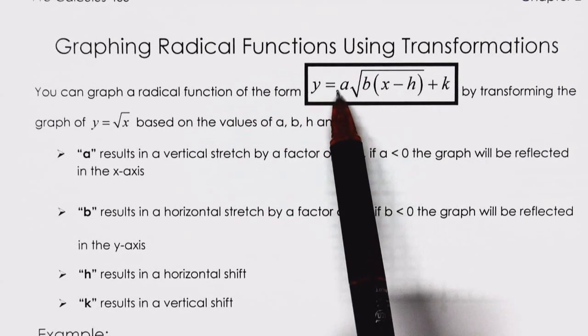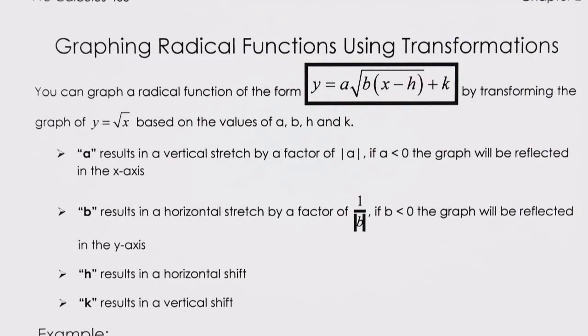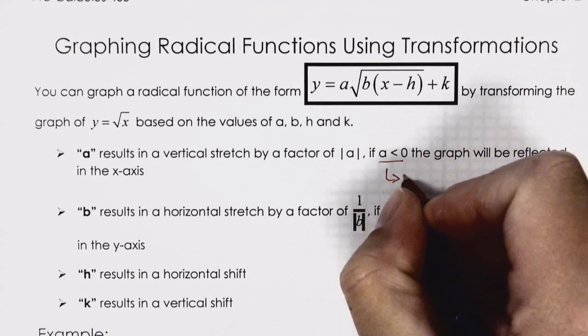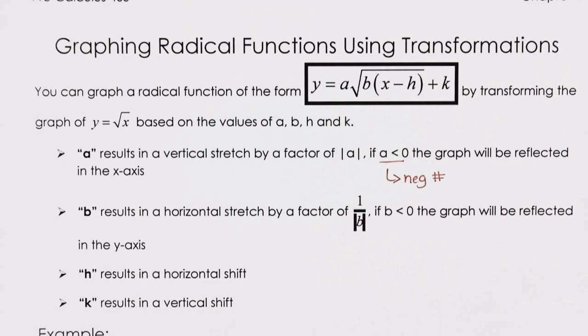A outside of the bracket results in a vertical stretch by a factor of, and it's just A. It's just A. It's straight up. It's happening on the Y's. So it's going to tell us a straight story. If it is negative, so if A is less than 0, that means we're talking about negative numbers. That just means that I'm going to see a reflection.